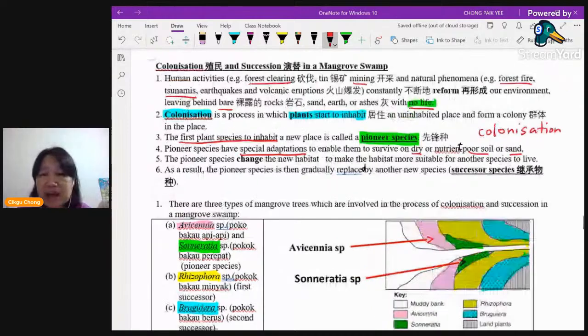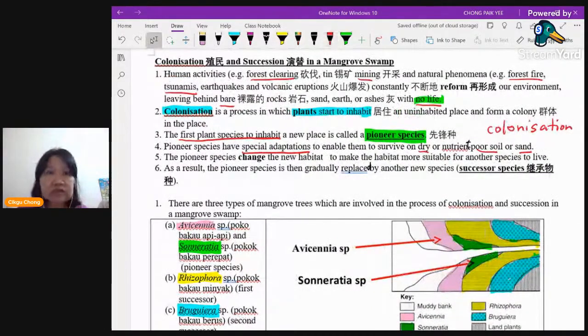So what happens after they stay there, let's say this grass stays there for some time? They will start to do something to the place. They will start to change the new habitat. Because when they start to grow there, of course they will start to thrive. They will start to multiply. They become more and more, isn't it? And as they grow older, they will die. So the old plants will die.